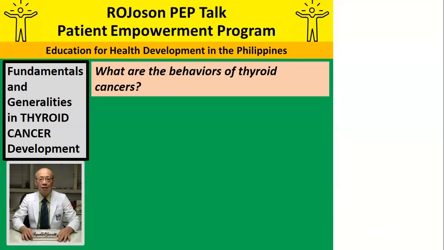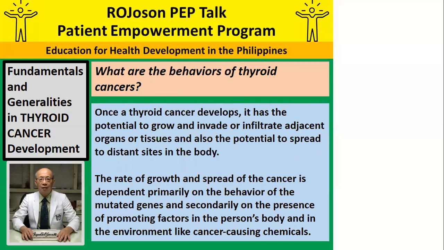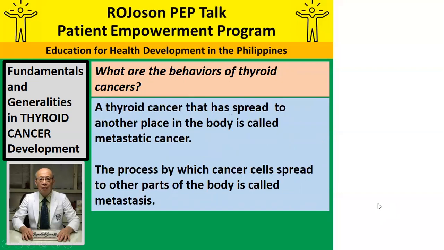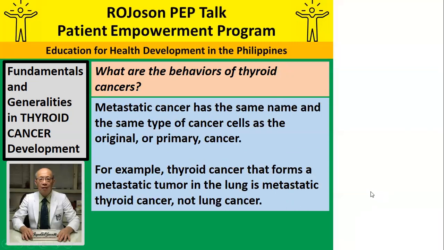What are the behaviors of thyroid cancer? Once a thyroid cancer develops, it has the potential to grow and invade or infiltrate adjacent organs or tissues, and also the potential to spread to distant sites in the body. The rate of growth and spread of the cancer is dependent primarily on the behavior of the mutated gene and secondarily on the presence of promoting factors in the person's body and in the environment, like cancer-causing chemicals. A thyroid cancer that has spread to another place in the body is called a metastatic cancer. The process by which cancer cells spread to other parts of the body is called metastasis. Metastatic cancer has the same name and same type of cancer cells as the original or primary cancer. For example, a thyroid cancer that forms a metastatic tumor in the lungs is metastatic thyroid cancer and not lung cancer.